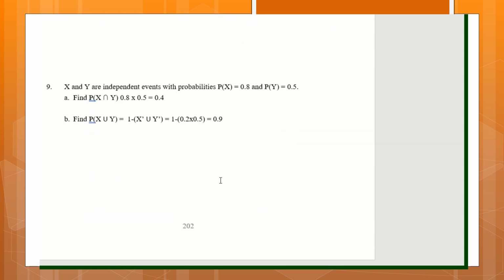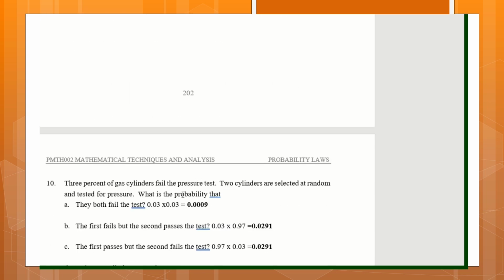X and Y are independent events. So if it's independent, what do you know? X intersection Y is 0.8 times 0.5, which is 0.4. You want to find the union? I told you before when we did chapter 6, if you want to find the union, it is 1 minus the outside. If you do 1 minus the outside, you will get the union, which is 0.9. Okay, 1 minus 0.2 times 0.5, you get 0.9. 1 minus the outside.